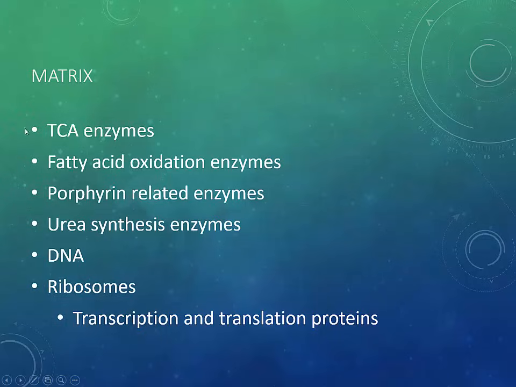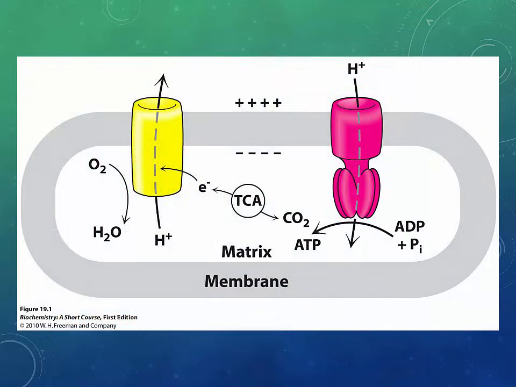In the matrix, as I said, we have TCA enzymes, fatty acid oxidation or beta oxidation enzymes, porphyrin synthesis related enzymes, urea synthesis enzymes. There's also, mitochondria have their own DNA, and they contain ribosomes. So they actually do create some of their own proteins. Not all of them, but a significant number of the mitochondrial proteins are actually made in the mitochondria.